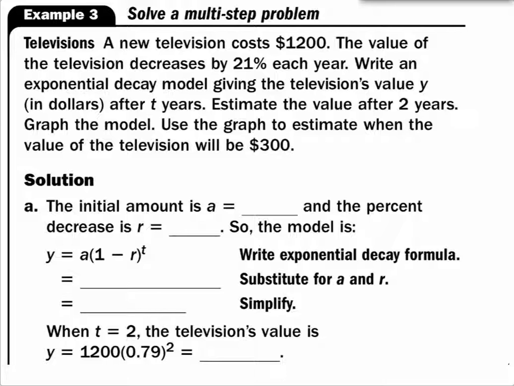Your television set cost $1,200. That's a nice TV. The value decreases by 21% every year. Write an exponential decay model, giving the television's value, y, in dollars, after 2 years. Estimate the value after 2 years, graph the model, and use the graph to estimate when the value of the television will be $300. Good times.